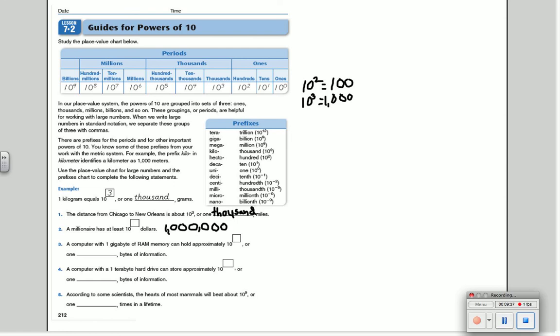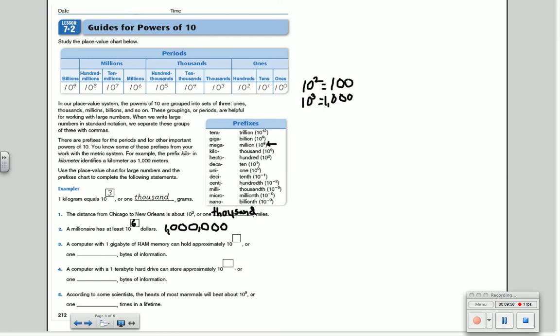So I have written 1 million next to question 2. 1 million. Now, count up the number of zeros. How many zeros does 1 million have? Oh, look, it has 6 zeros, so it means 10 to the 6th. You also could have checked it up in the prefixes up here where it says million is 10 to the 6th power. Okay.